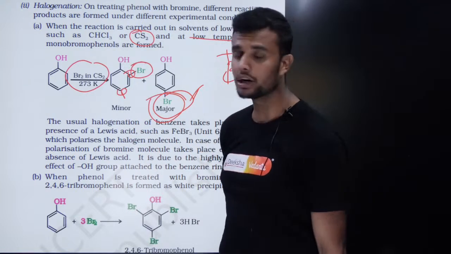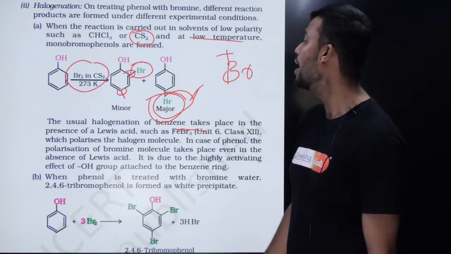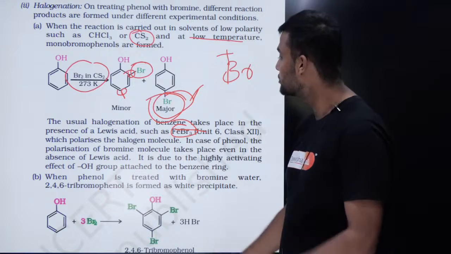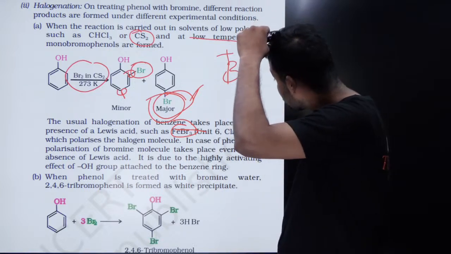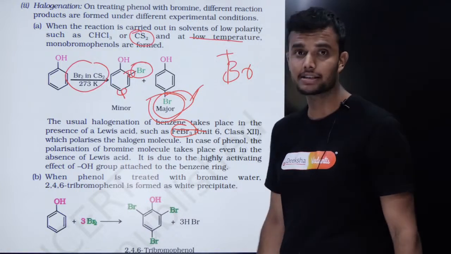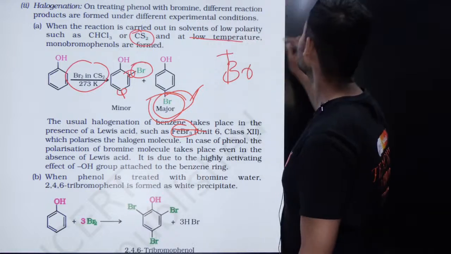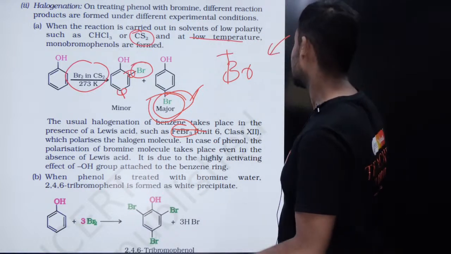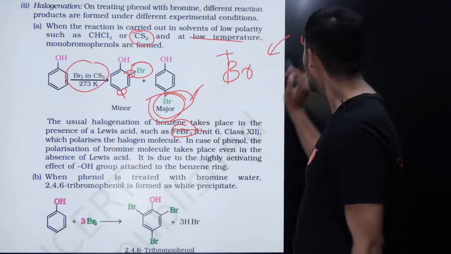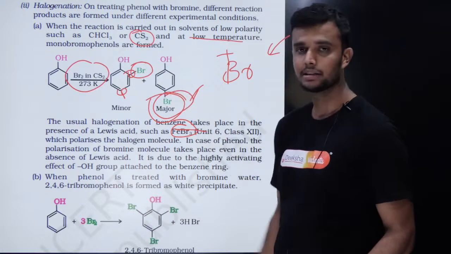The para-bromo compound is always major. The usual halogenation of benzene takes place in the presence of a Lewis acid such as FeBr3, which polarizes the halogen molecule. In the case of phenol, the polarization of the bromine molecule takes place even in the absence of a Lewis acid. Generally, in the halogenation process we use a Lewis acid for benzene, but whenever the phenol compound is there, even without a Lewis acid it can easily polarize and easily attack.